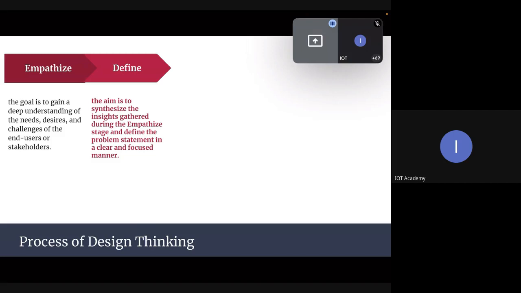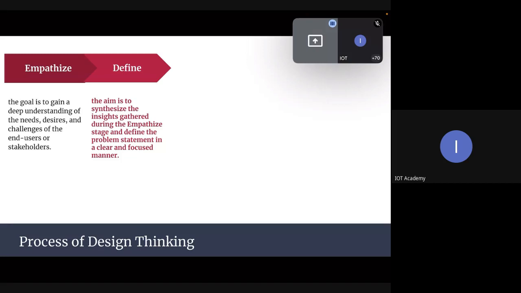So if there is a problem, let's say problem A, and that problem has 5 different kinds of users. Every user will have a different kind of problem or issue with it. You will understand it better when I explain it with an example in the next stage. So all these different issues that different stakeholders have are gathered, synthesized, put together, documented and analyzed. And then we make a clear and focused problem statement to solve the problem.